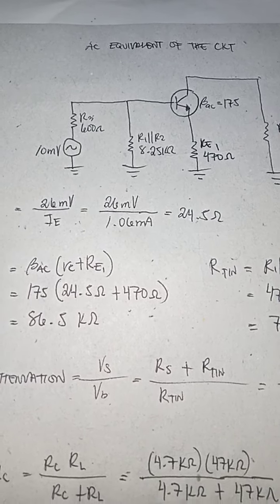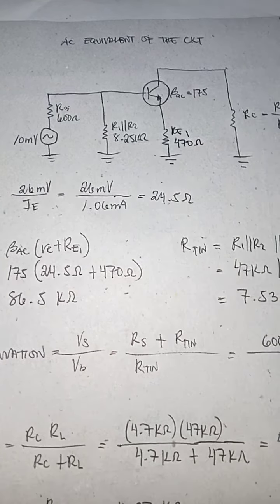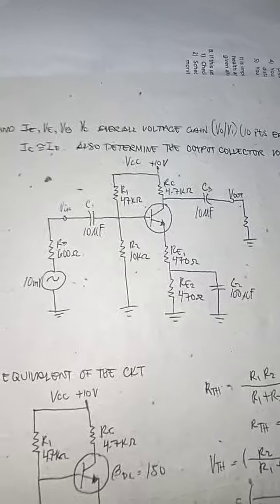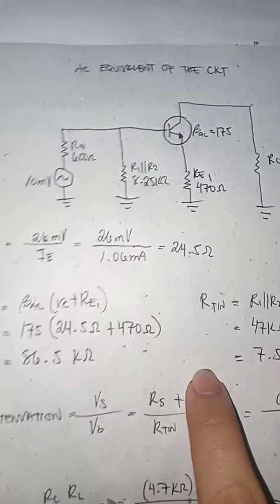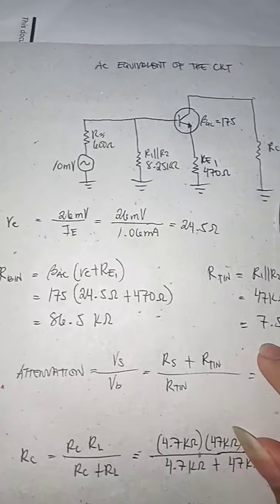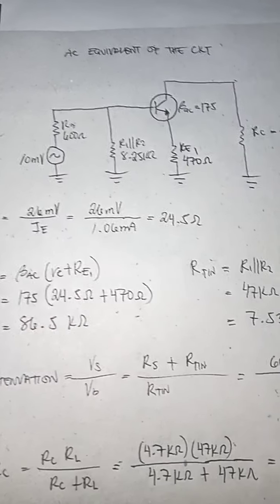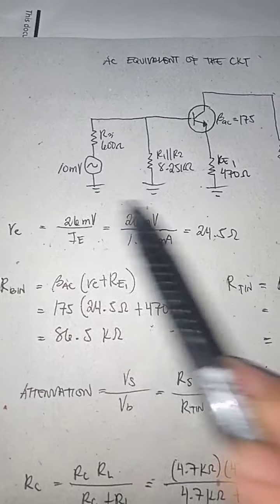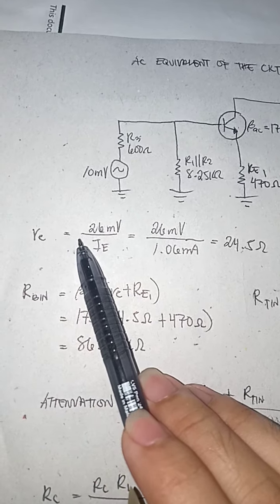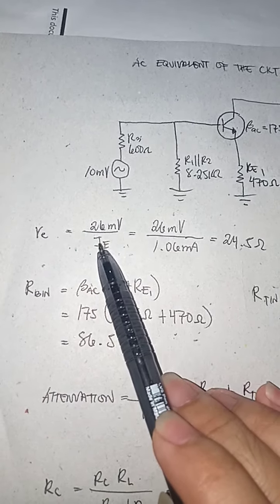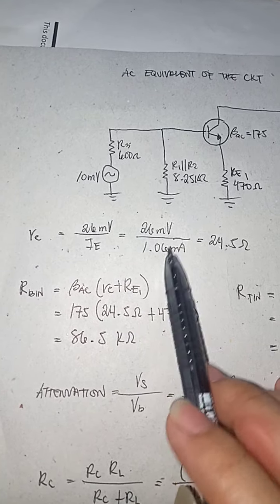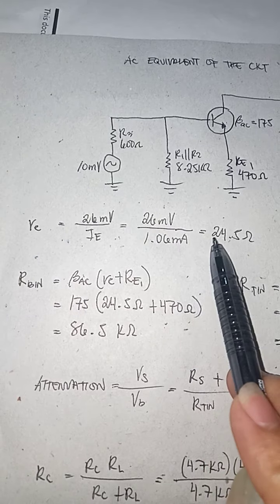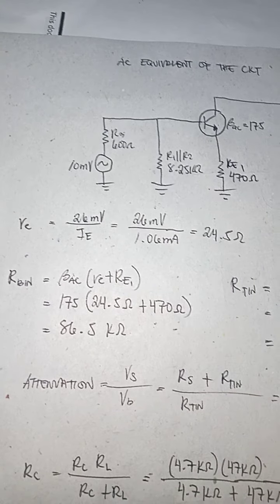Now, the AC equivalent circuit of this circuit, the alternating current equivalent, is this one. So, first, to get the overall voltage gain, we need to find RE, which is equal to 26 millivolts over the emitter current, which is 1.06 milliamps, equal to 24.5 ohms.